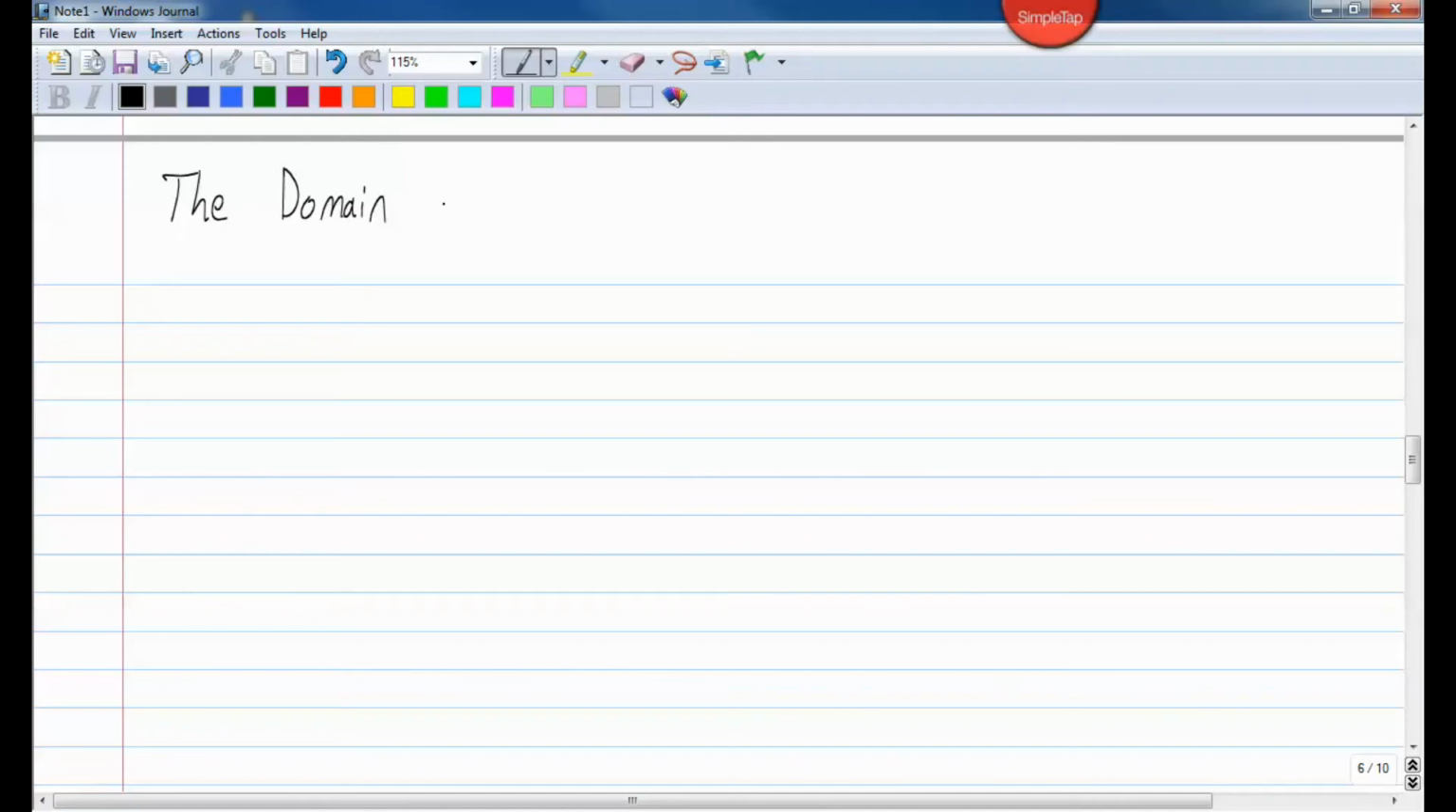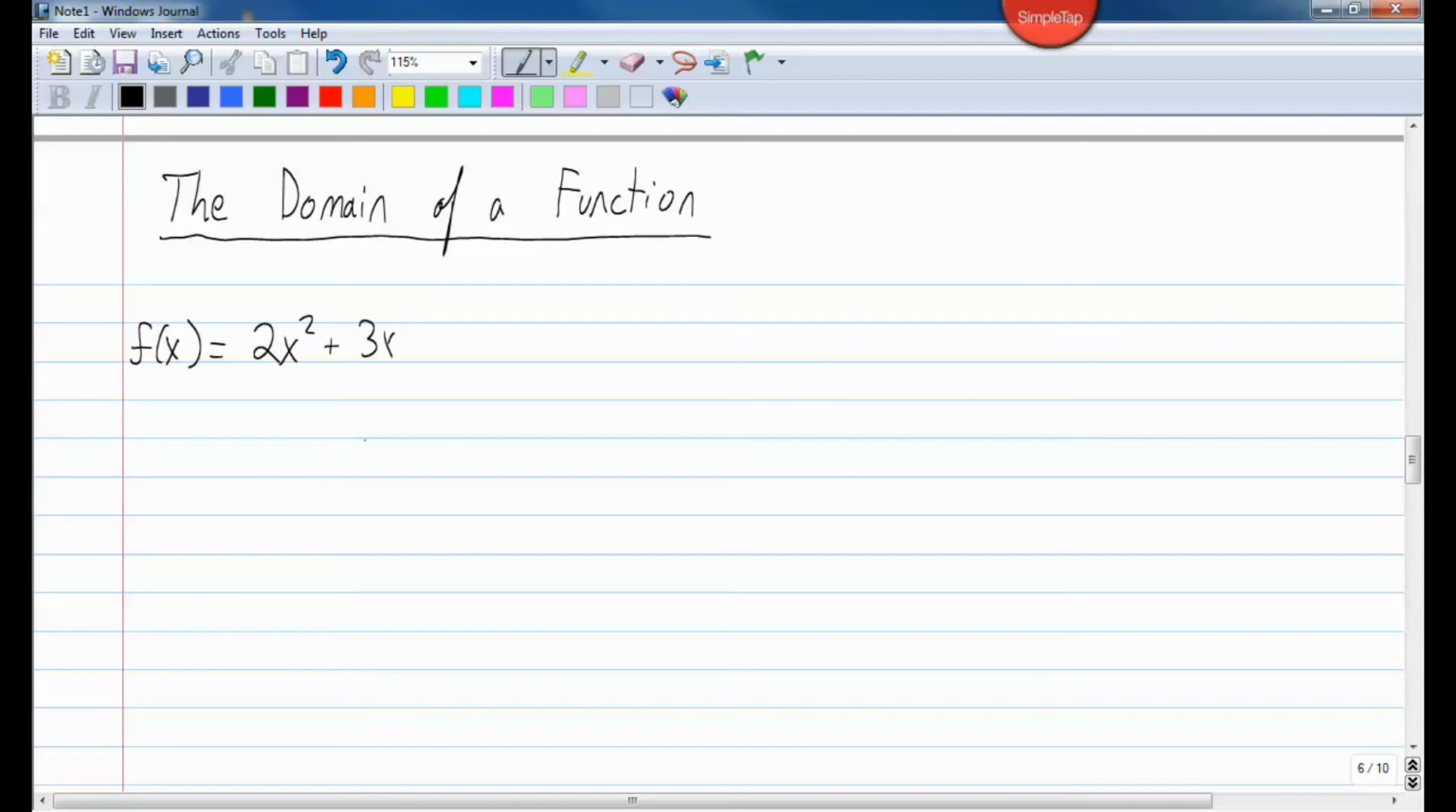Let's look at the domain of a function. We've worked on the domain by using the graph, and we just look at the x values on our graph, and then we could write that in interval notation. Well, what if we just have the function but we don't have the graph? Something like this. Let's say I had f of x equals 2x squared plus 3x plus 5.